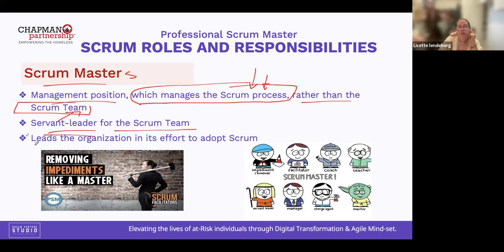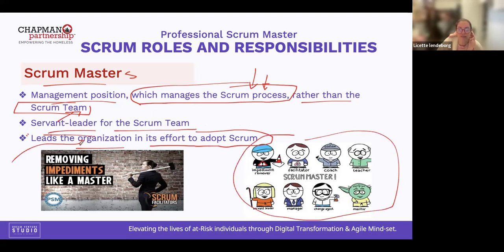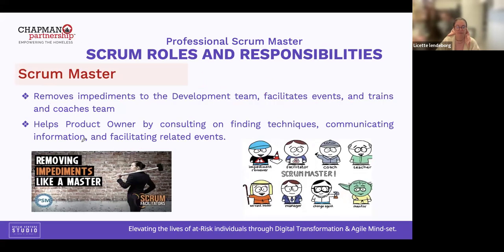Also, we need to teach the organization in its efforts to adopt Scrum. So it's not only helping the team to understand Scrum, but also the entire organization. That is good to know. We remove impediments to the development team. We facilitate events and train and coach the team. That's he, not me, he. In this case, he facilitates events. He trains and coaches the team. That's the Scrum Master. I'm just changing the word, but it's the same. I consider myself as a Scrum Master.